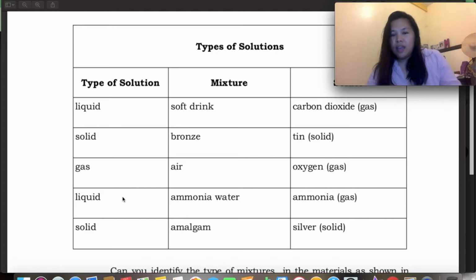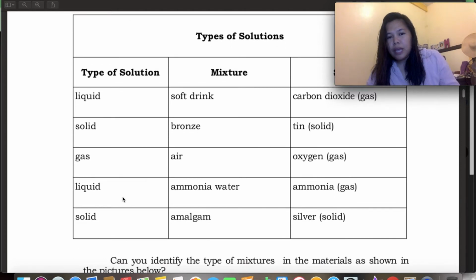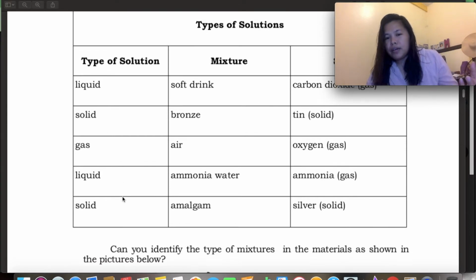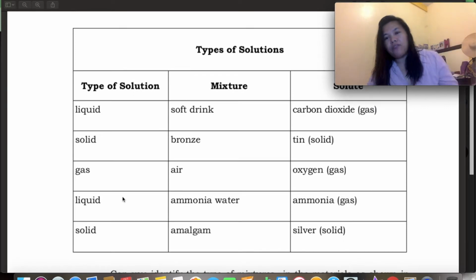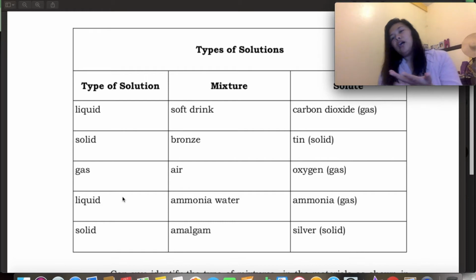And then next is the solid. The type of solution, solid, in the mixture is amalgam. Amalgam is a mixture containing silver. That is why it has a whitish color on the outside of the amalgam.